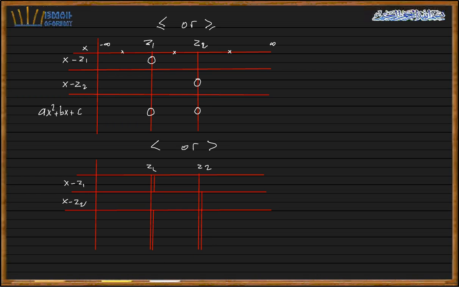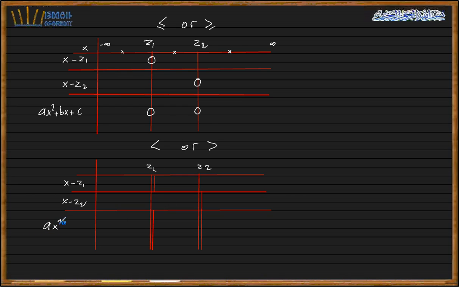That means here it's less than or equal to zero, so I need to add the zero where they are equal to zero. That means the value z1 is part of the solution, and the value z2 is part of the solution. Here is strictly less or greater, which means they're not going to be equal to zero, so I exclude those values.